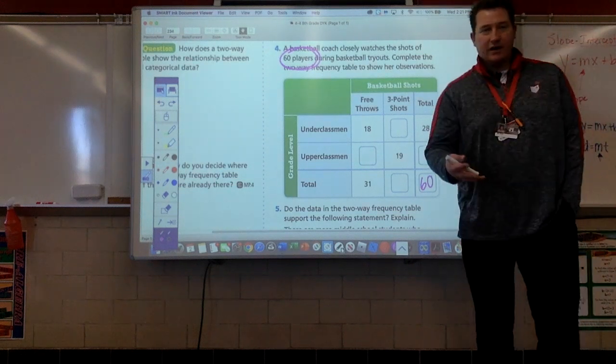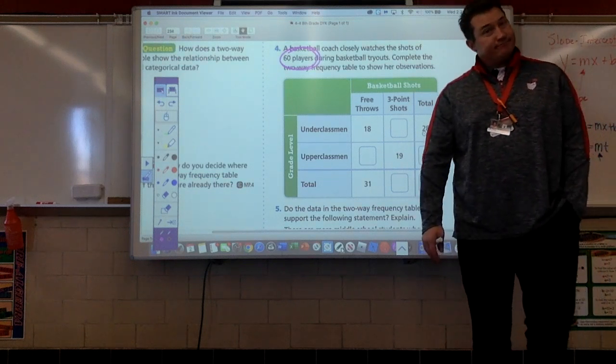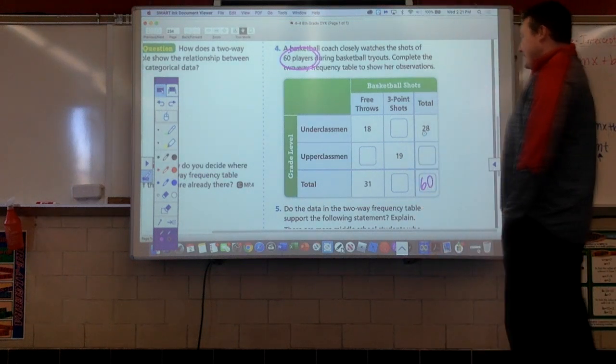Can you imagine being in a school big enough where you had 60 people going out for one basketball team? 60. A little bit of competition in that school.